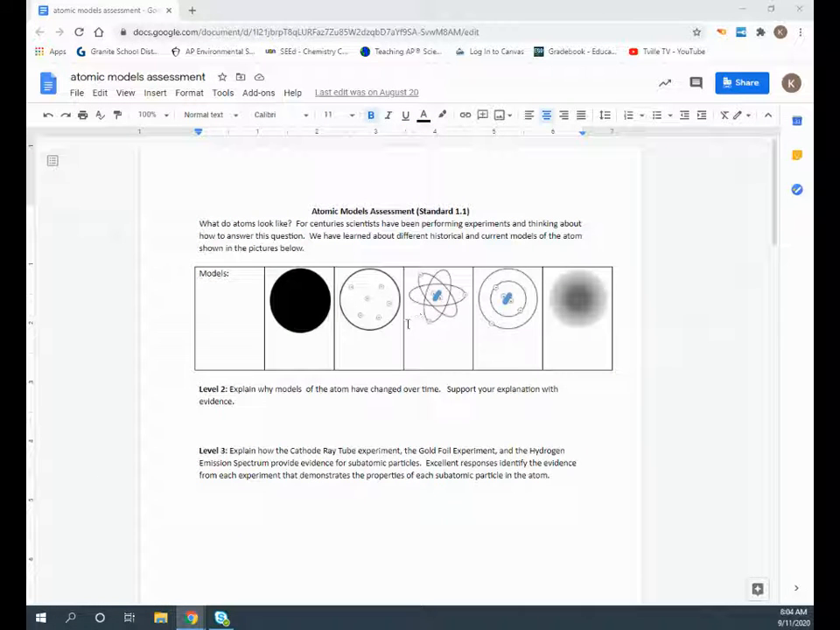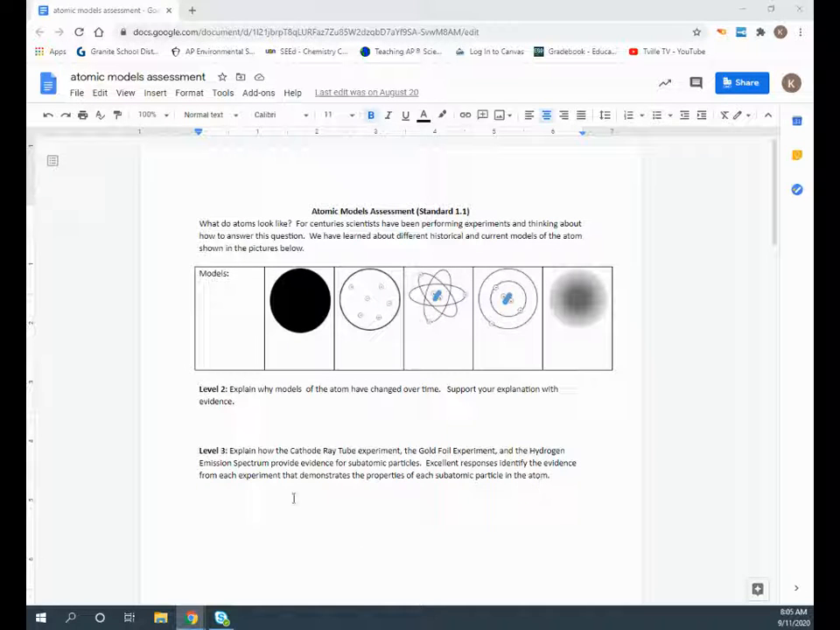The second assessment is called Atomic Models. It gives you a little bit of an intro right here at the top. For the level 2 tasks, you'll need to explain why models of the atom have changed over time and support your explanation with evidence. For the level 3 task, you will need to explain how the cathode ray tube experiment, the gold foil experiment, and the hydrogen emission spectrum provide evidence for subatomic particles. Excellent responses will identify the evidence from each experiment that demonstrates the properties of each subatomic particle.